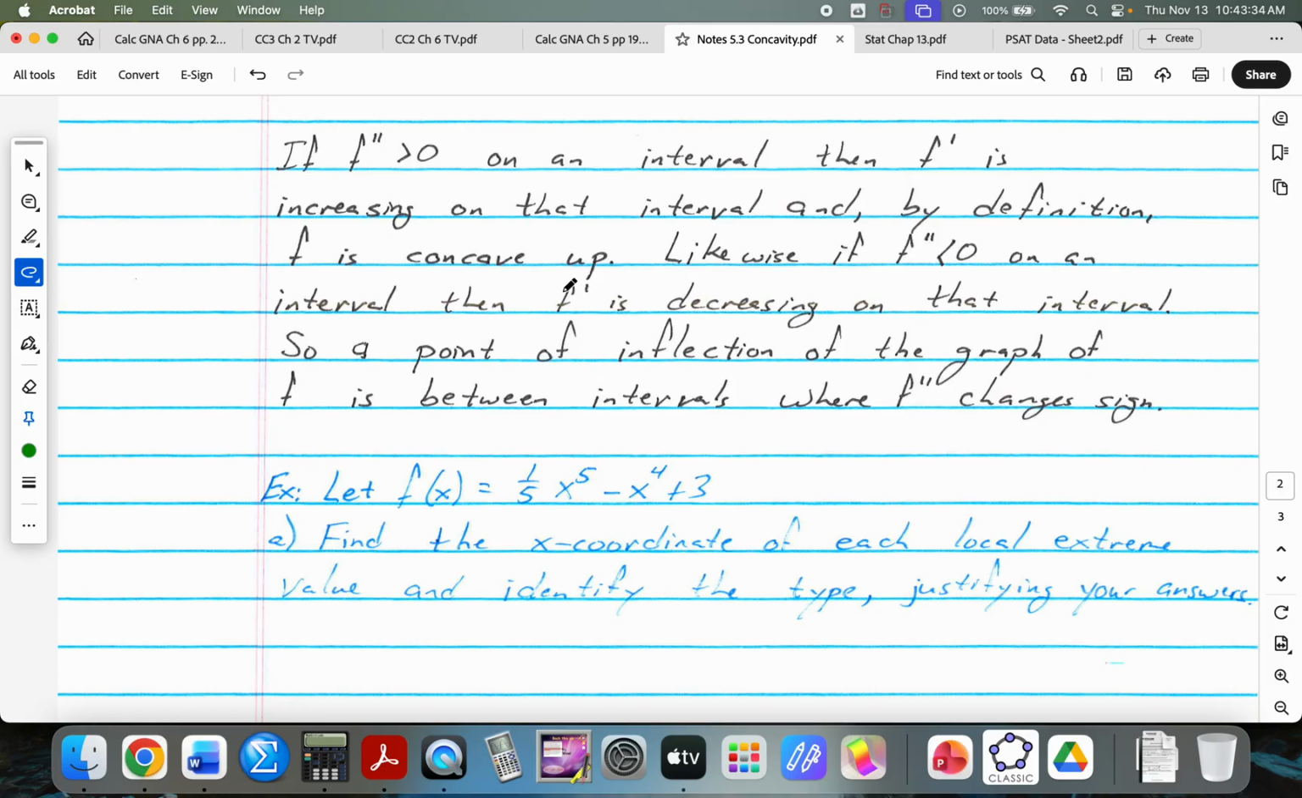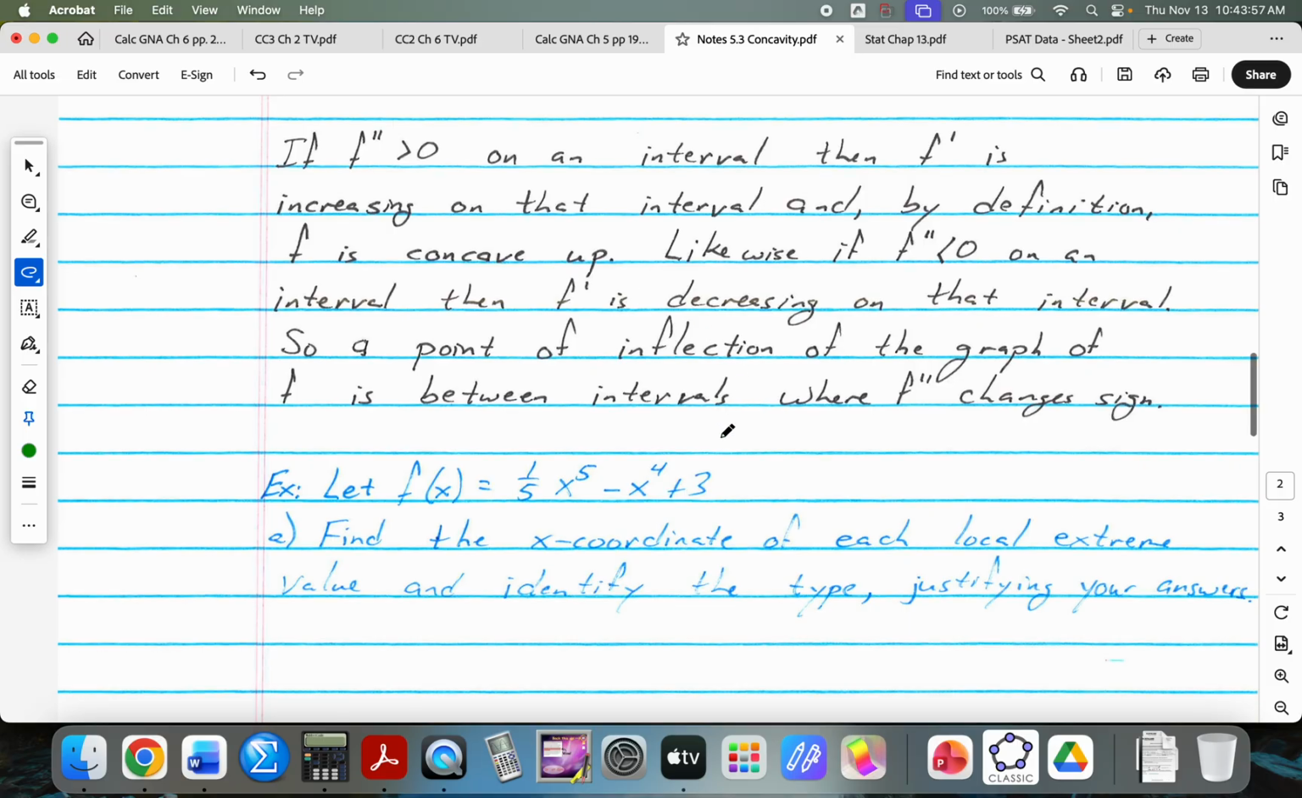One of the things that happens on this is students start just looking for where f double prime is 0, which is a good start, but it's not enough. You have to check, does the second derivative actually change signs? It's possible that it will not. All right, let's take a look at this one.